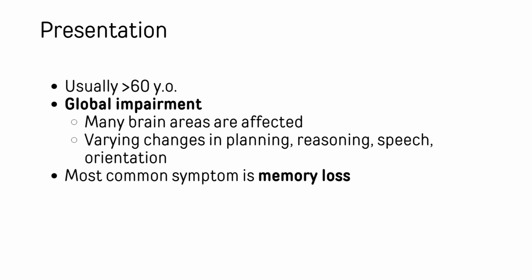And in terms of the presentation, the key thing to look out for is an elderly patient with global impairment. They may have changes in behavior and particularly a progressive decline in memory, leading to memory loss, and also changes in things like planning, reasoning, speech, and orientation.